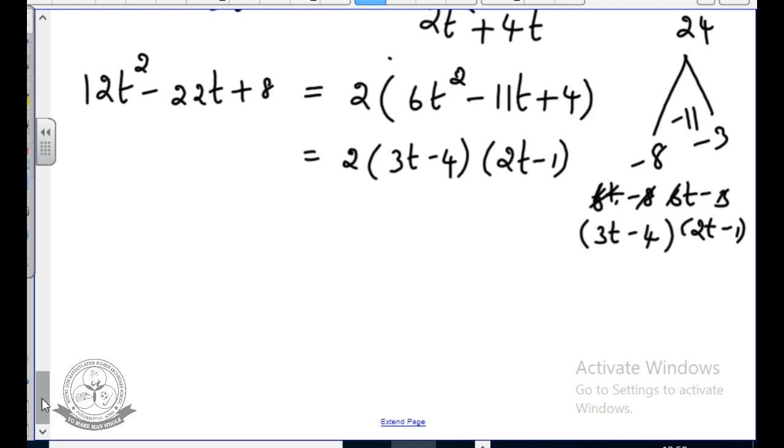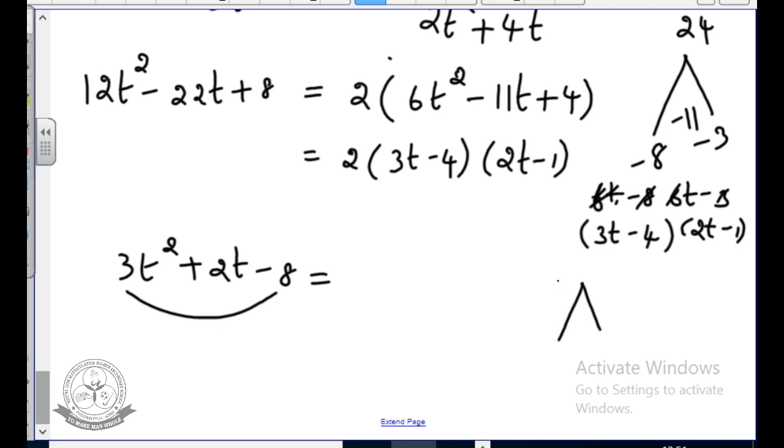Okay, next the denominator. Here we have only 3t, so no need to split that. Next, come to the second expression, first the numerator 3t squared plus 2t minus 8. Here we can't take out any number, right? So the multiplication term is minus 24, and the addition term is 2.